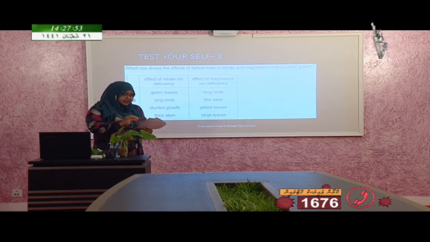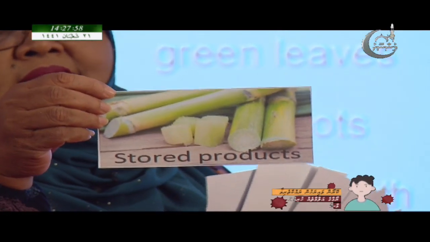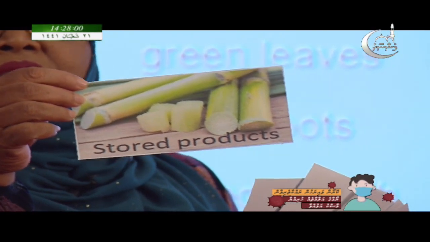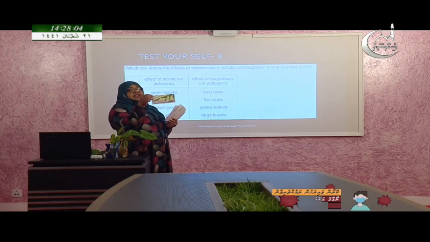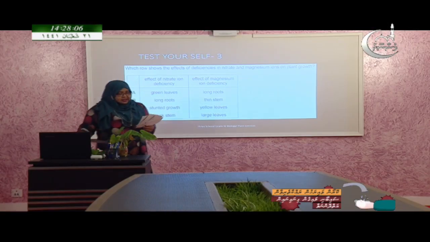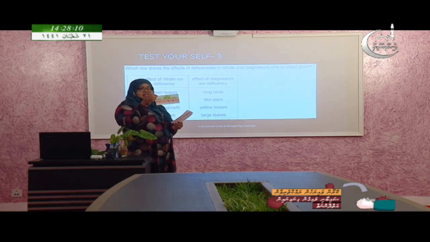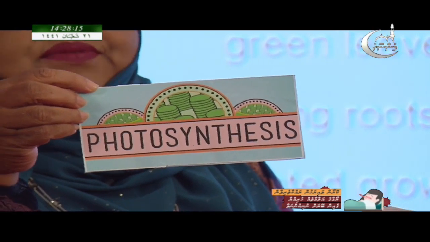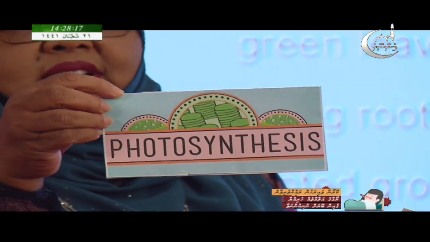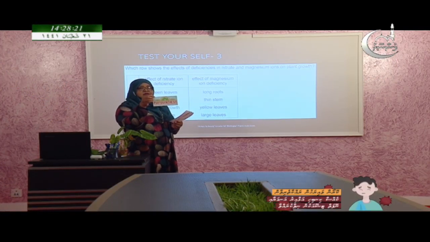The next one, storage products. It's just one sentence or one word. Can you name a storage product in plants? Yes? Very good. It is starch. The next word, photosynthesis. What is meant by photosynthesis? Anybody? Yes, photosynthesis is the process by which green plants manufacture their own carbohydrate by using inorganic materials like carbon dioxide and water in the presence of light energy.